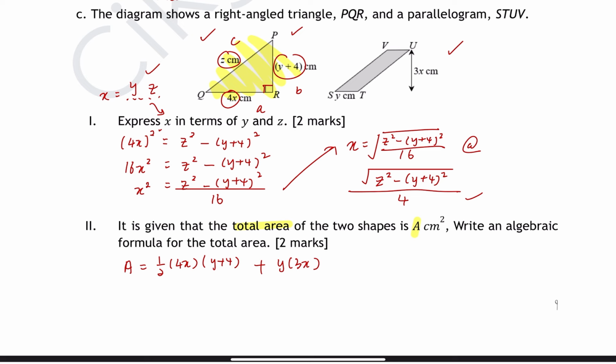Then you can just do your simplification again. You will have 2x, y plus 4 plus 3xy. And you can just expand this because you can simplify with your 3xy. So you are having 2xy plus 8x plus 3xy equals to 5xy plus 8x. Right, so this is the final answer for your part 2.